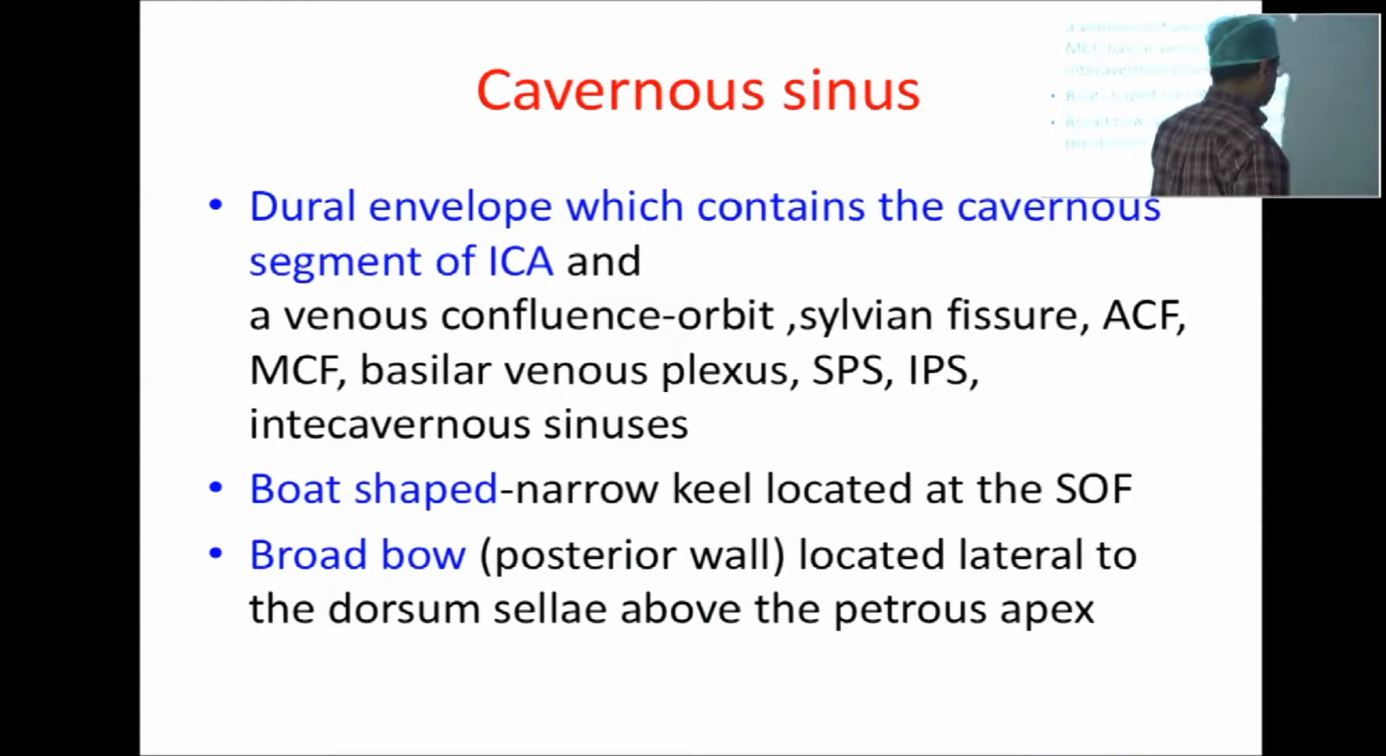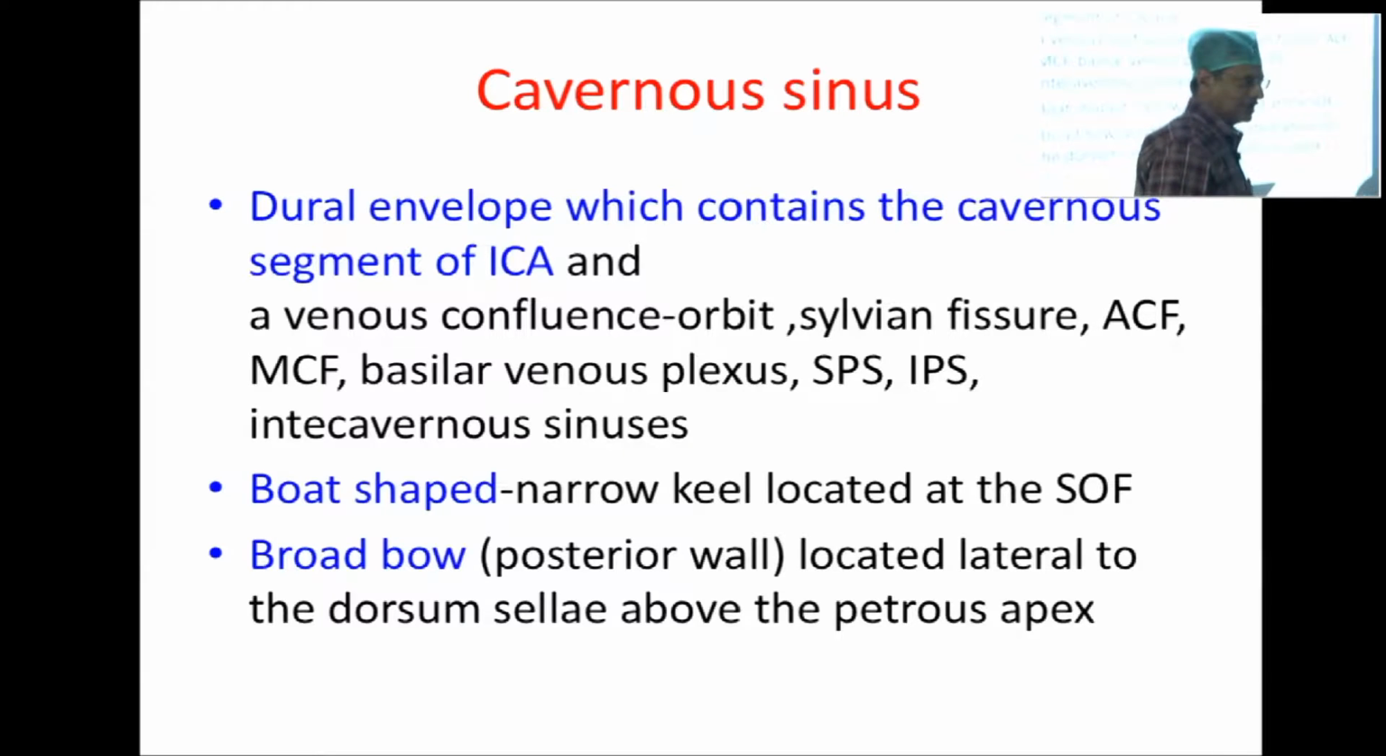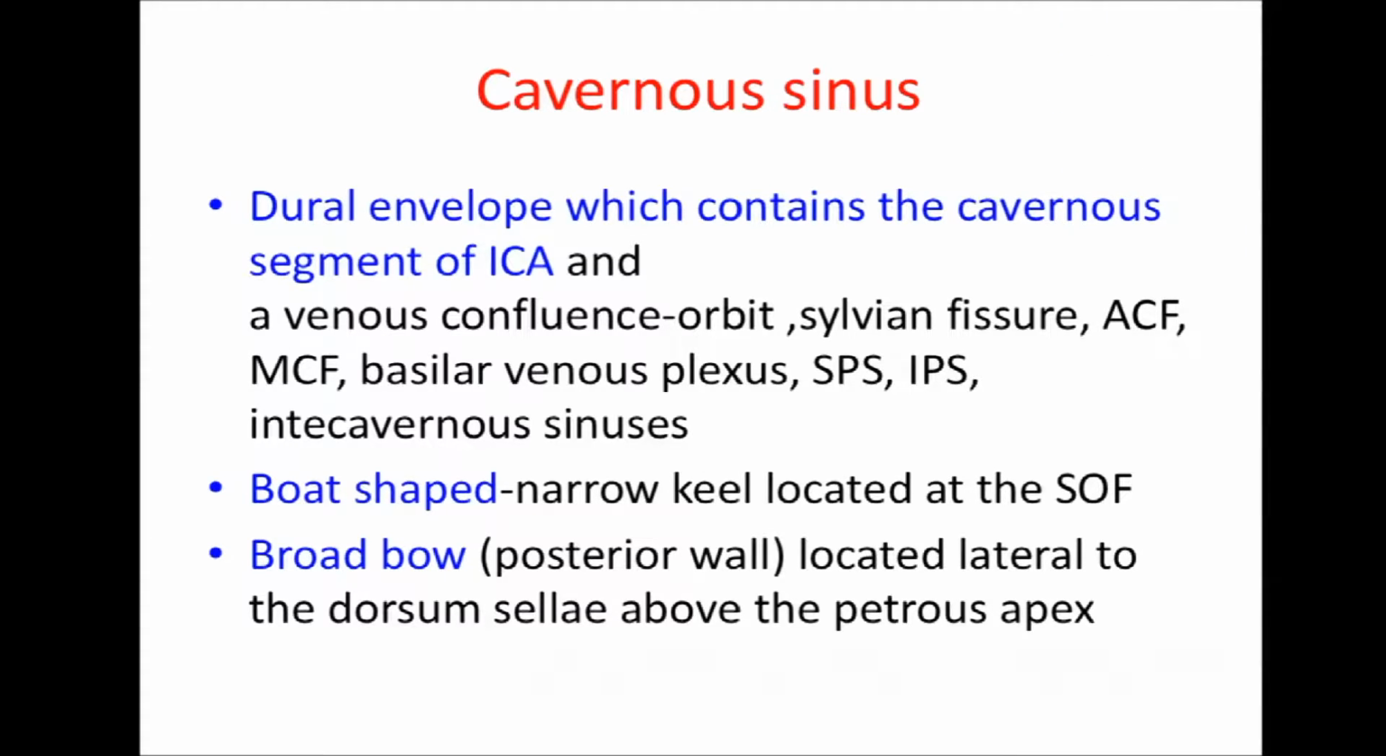So the cavernous sinus is a dural envelope which contains the cavernous segment of the ICA, which you saw, and it's a venous confluence of several veins. That includes the veins from the orbit, the superior and inferior ophthalmic veins, the Sylvian fissure, that is the superficial and deep middle cerebral vein, the anterior cranial fossa, middle cranial fossa, basilar venous plexus, superior petrosal sinus, inferior petrosal sinus, and intercavernous sinuses, anterior and posterior.